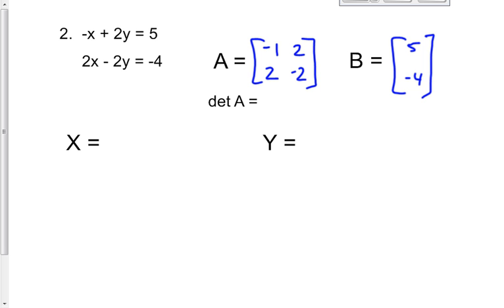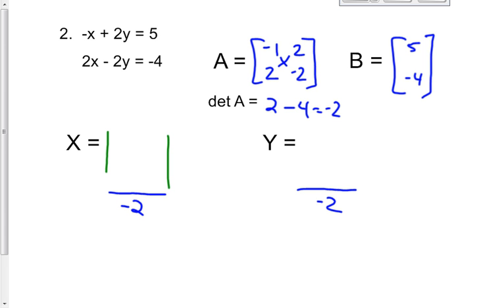I need the determinant of my original A matrix. 2 minus 4, negative 2. When I solve for x, I'll divide by negative 2. When I solve for y, I'll divide by negative 2. Your new x matrix: determinant of, cut out your x numbers, replace them with 5, negative 4. The 2, negative 2 stay intact.